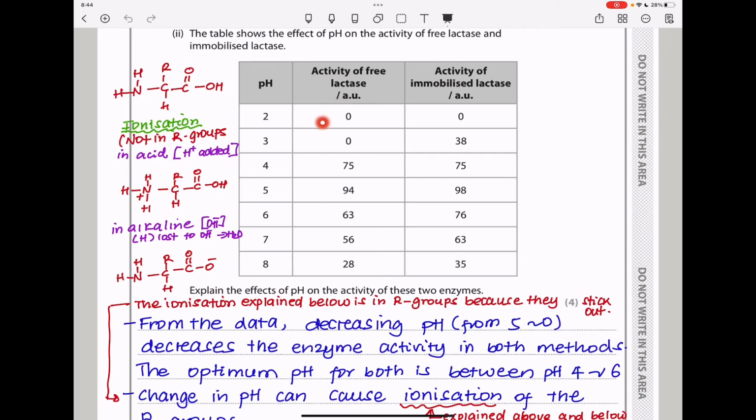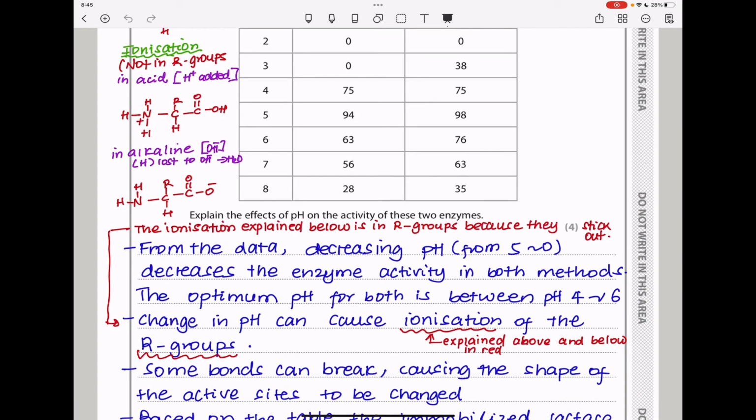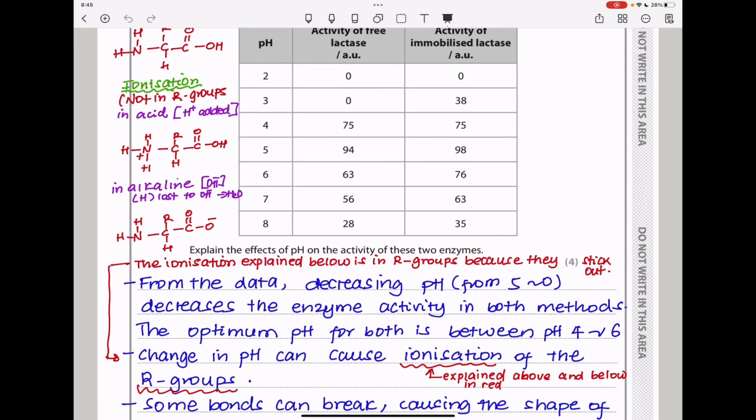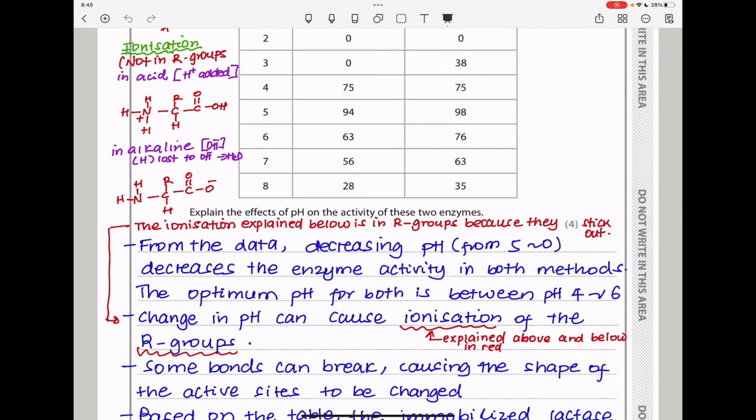For this one, as the pH increases, we see there is an increase in the activity of the enzyme until around this range. So we are not sure if the optimum is here or here, but we know between pH 4 to 6, there is going to be an optimum before it begins to go down. So moving from about 5 going downwards, we see the activity decreases. That is observed there. And here we can see it's about the same thing. So here I said from the data, decreasing pH, meaning from 5 downwards, decreases the enzyme activity in both methods.